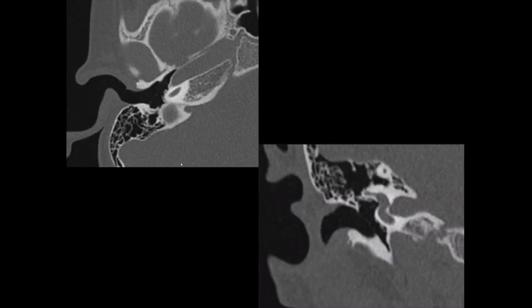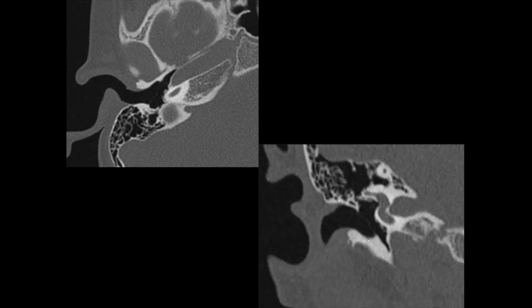So just for some normal imaging anatomy, here you can see an axial CT image of the right temporal bone and a coronal. We can see the outer ear here, the auricle, and the cartilaginous and bony external auditory canal. And then you can see the very wispy tympanic membrane, which is normally barely perceptible. If you see it really well, it's probably thickened.